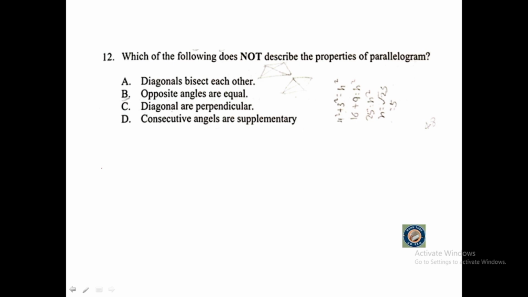Question number 12. Which of the following does not describe the properties of a parallelogram? A. Diagonals bisect each other. B. Opposite angles are equal. C. Diagonals are perpendicular. Or D. Consecutive angles are supplementary.